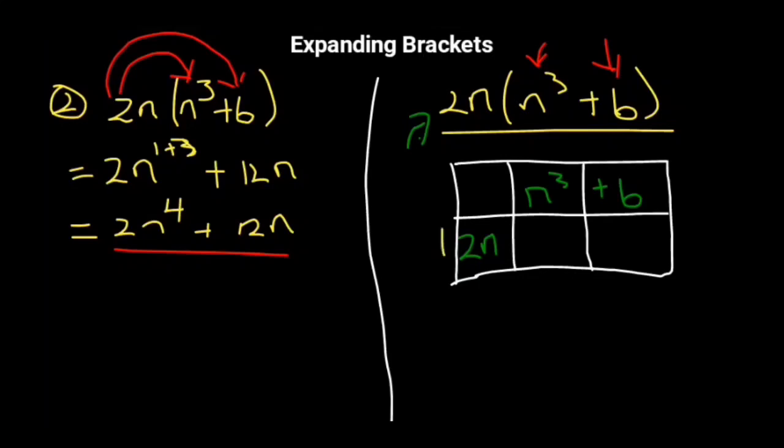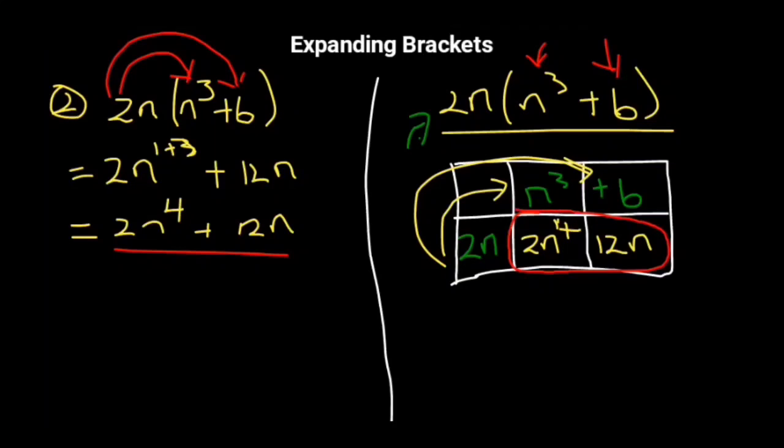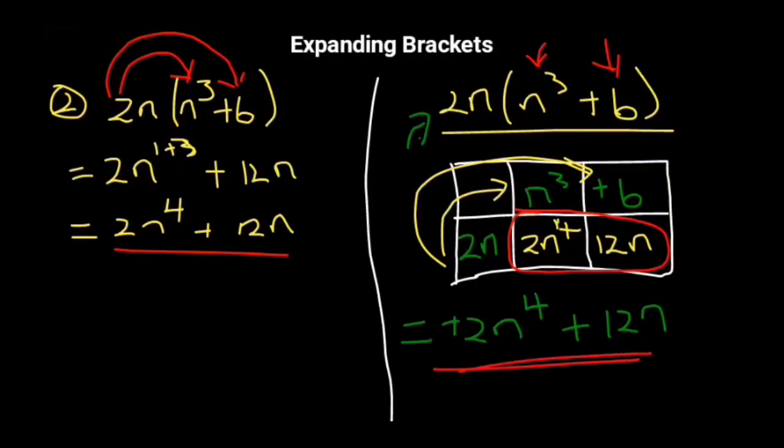We now multiply our 2n by our n cubed, and we have 2n to the power of 4. And using indices, you can find this once again. And then we have 2n multiplied by 6, which gives us 12n. And we don't have any other expression to multiply, so our answer would be 2n to the power of 4 plus 12n, because 12n is a positive number. So writing that, we have 2n to the power of 4, and that's positive, plus 12n, and that is our answer, and it's the same as our answer on the left.